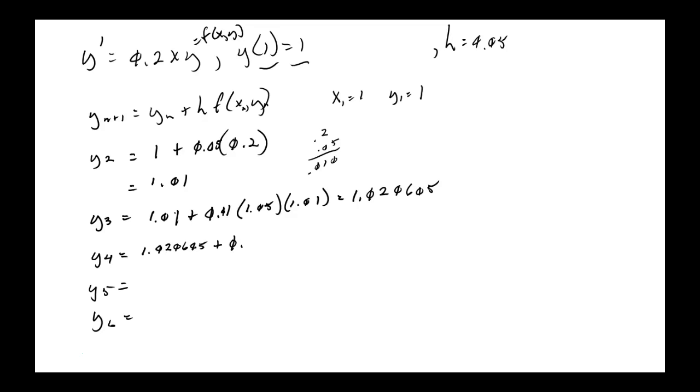1.020605 plus 0.01 times 1.05 times 1.020605, equals 1.03. I think I typed something in wrong again. Let me try again. Yeah, this is aggravating.